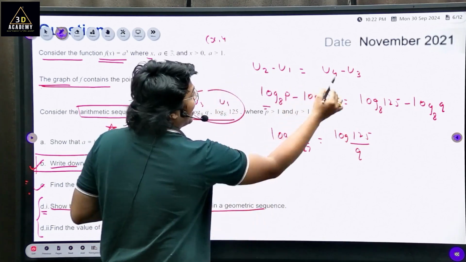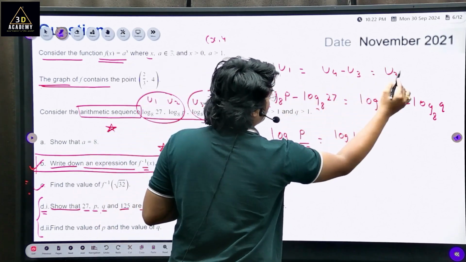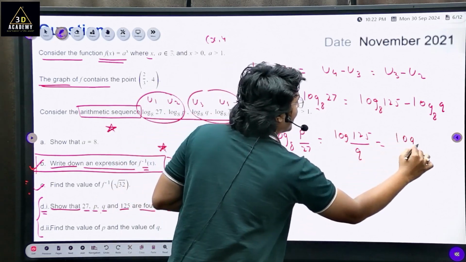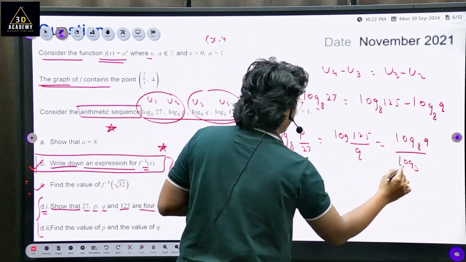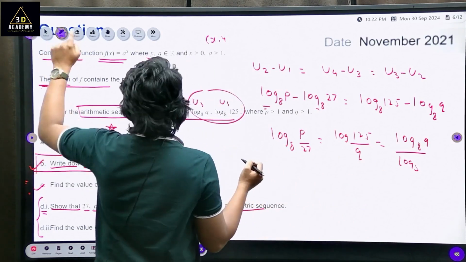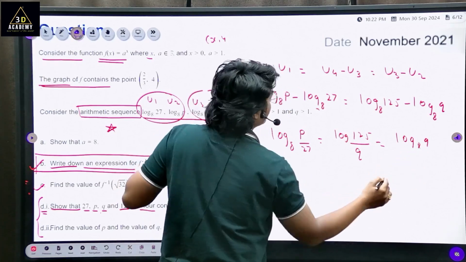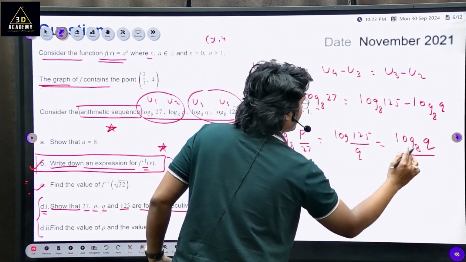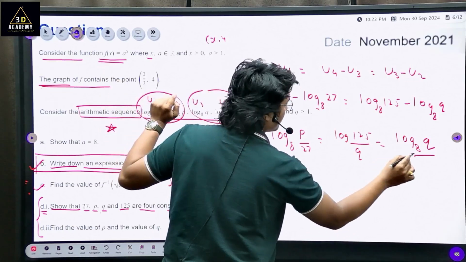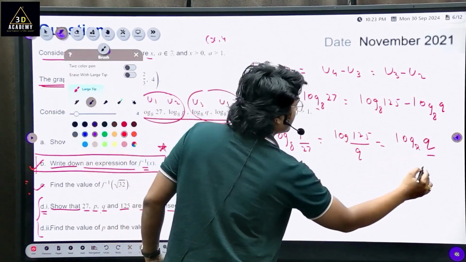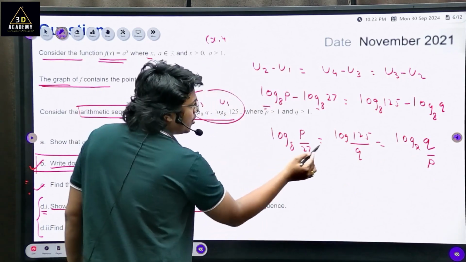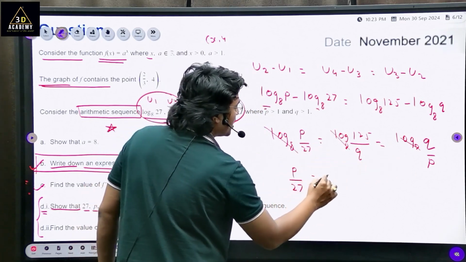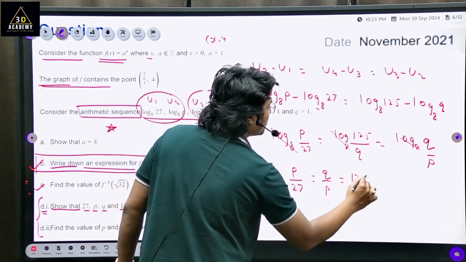Okay, same way I can equate it with u3 minus u2 as well. So when I write u3 minus u2, I will get log 8 q upon, not upon, it will be in subtraction. So for subtraction, here it will come log base 8 q upon p. Okay? So see, log base 8 is common everywhere, so you can cancel log base 8. You get p upon 27 equals q upon p equals 125 upon q.